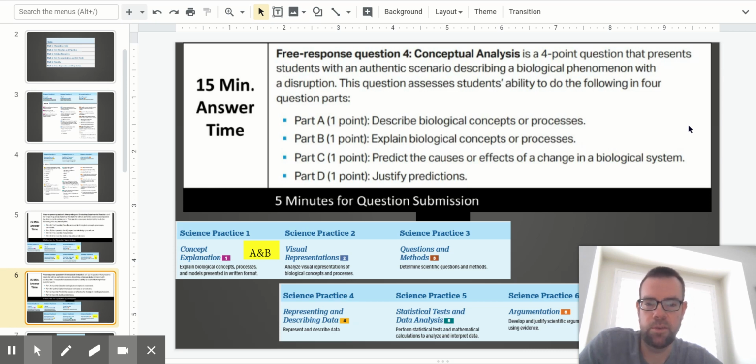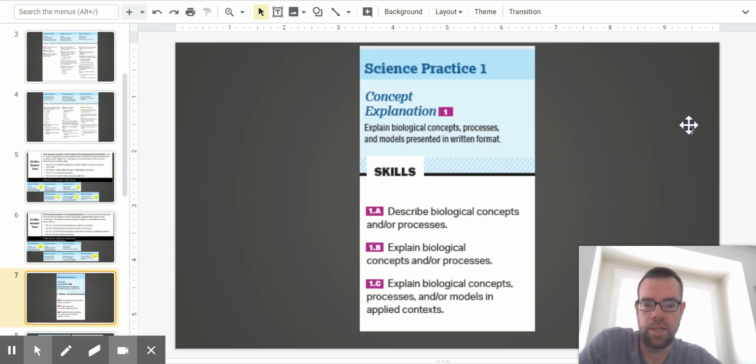And that's going to be asking you to look at some sort of phenomena, especially one that's had some sort of disruption to it. Part A, describe the concepts or processes. Part B, explain the concepts or processes. Part C, predict the effect of a change on that system. And then part D, justify your prediction. So no graph here probably, but some sort of diagram, some sort of system that they're going to be showing a disruption to.